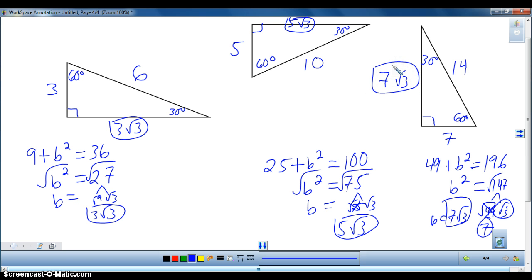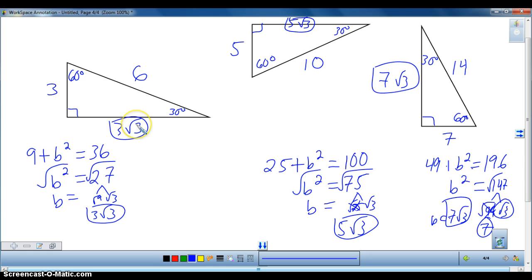And the pattern with these types of problems, with these 30, 60, 90 triangles, is that this longer of the two legs is always going to be the shorter leg times the square root of 3. With the 45, 45, 90 triangles that we already did, it was times the square root of 2. With these, it's the shorter leg times the square root of 3. So 7 times the square root of 3 is 7 radical 3. 5 times the square root of 3, 5 radical 3. 3 times the square root of 3 is 3 square root of 3.